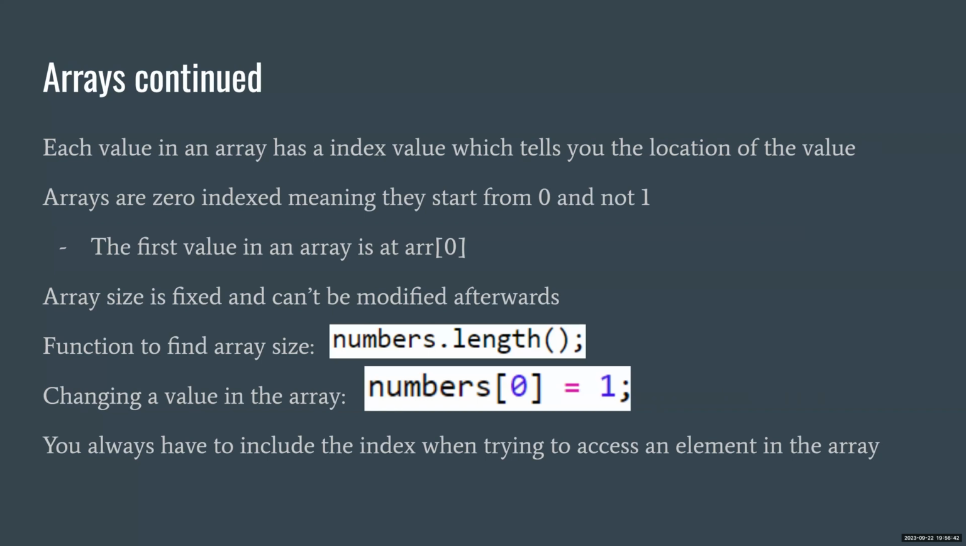And for changing a value in the array or accessing one, you just type the name of your array. Now the brackets are after your array name. So when we're declaring the array, we put brackets next to the data type. When we want to get a value from the array, we put brackets after the array name. So right here, we're setting the first value in our array to one. So we just say numbers bracket zero equals one because zero is our first index.